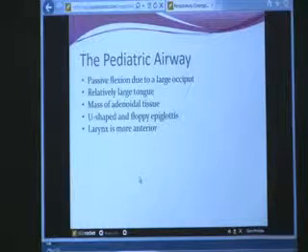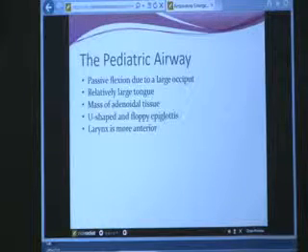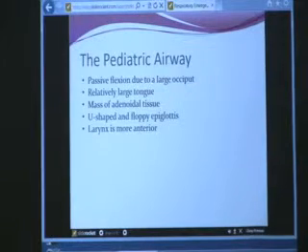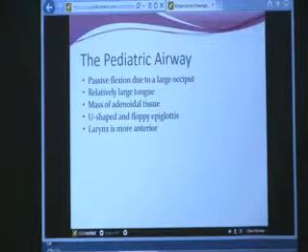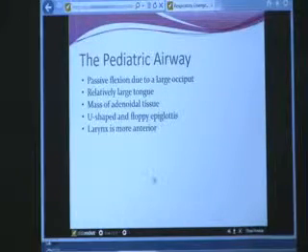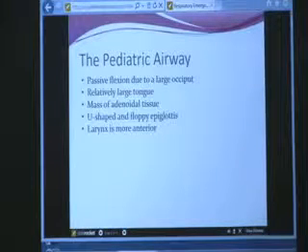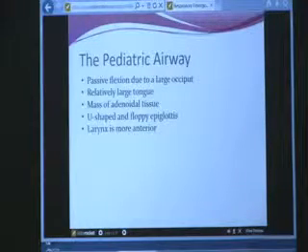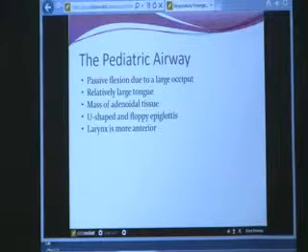They usually have a large tongue. They have lots of adenoid tissue, so if you try to pass a nasopharyngeal airway, you'll usually get a lot of resistance, or even trying to pass a nasal tube, it's usually not successful because of that enlarged tissue. The epiglottis is usually U-shaped and really floppy, so that's why we intubate these kids with Miller blades, not Macs. I will tell you personally, I like to use a Mac blade as a Miller, and it's whatever you're more comfortable with. And then the larynx is more anterior.